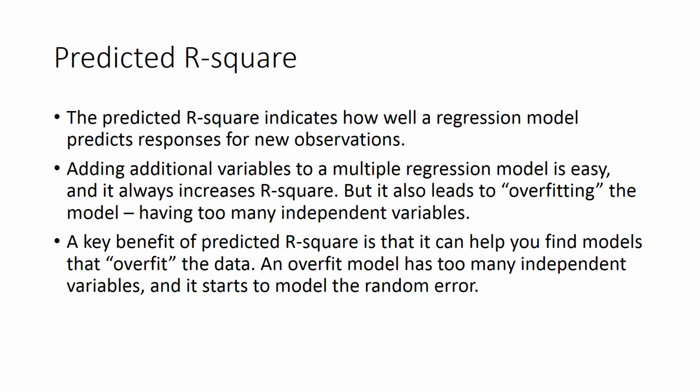This is important because adding new variables to a multiple regression model is easy, and it always increases R-squared. So you might be tempted to keep adding variables to the model. But this can quickly lead to overfitting the model, making the model too complex with too many independent variables. A key benefit to the predicted R-square is that it can help you find models that overfit the data. If the predicted R-square goes down when you add another variable to the model, this indicates overfitting. An overfit model is too complex, and it actually starts to model the random error in the data.